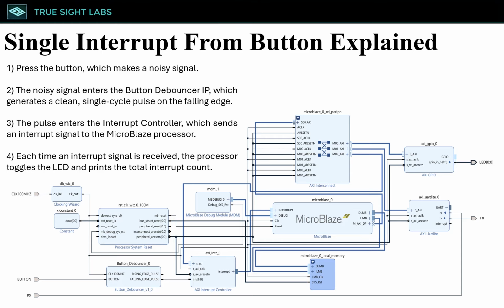So to start, let's explain how a single interrupt from a single button works. Once you understand how the process works for one button, we can explain how it would work for multiple buttons.